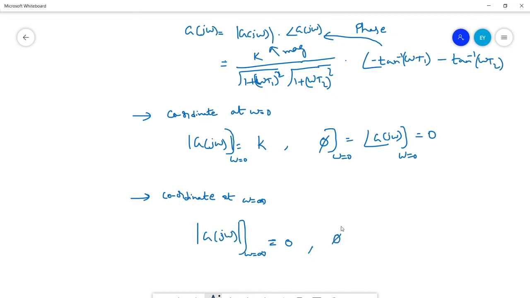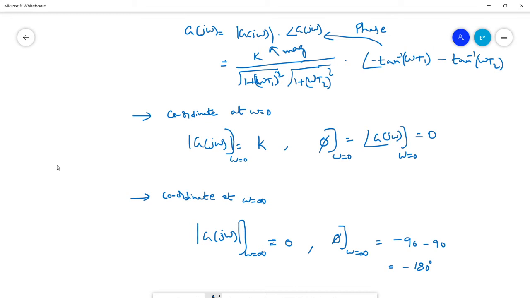Similarly, what will be the phase at infinity? Tan inverse of infinity is 90, so minus 90. Tan inverse of infinity again gives minus 90, irrespective of the t values. If you substitute ω equal to infinity, it will be minus 90 each. So what you get here is minus 180 degrees.